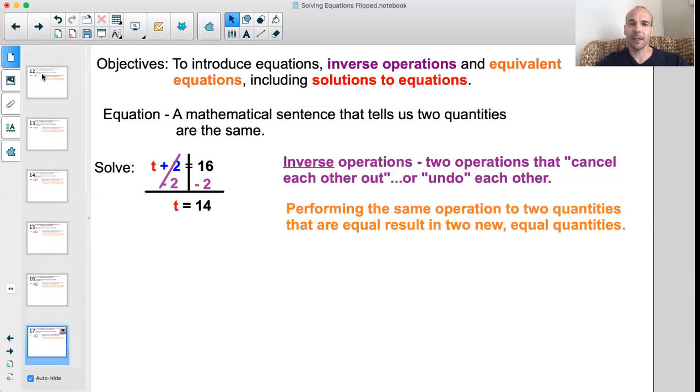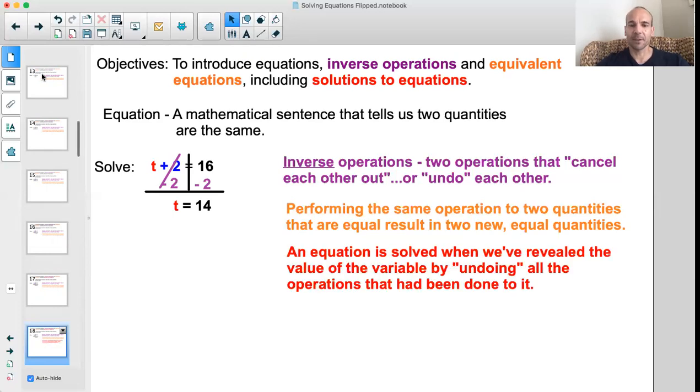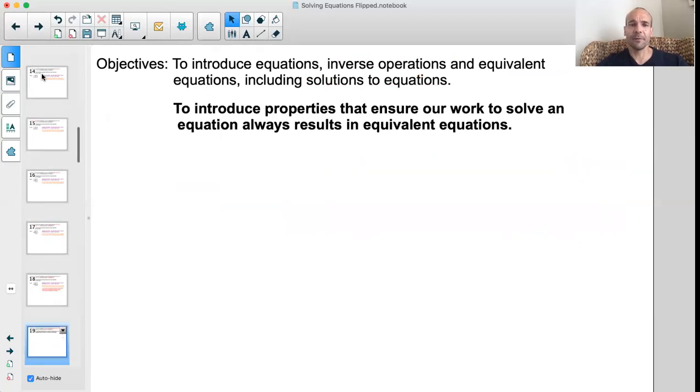It's when you've isolated one of the variables and you have a really clear statement that t, in this case the variable, is equal to something. And sometimes it's a number and sometimes it's another expression. But an equation is solved when we reveal the value of the variable by undoing all the operations that had been done to it. So the idea of working order of operations, recognizing it, and then working it backwards is going to become important eventually.